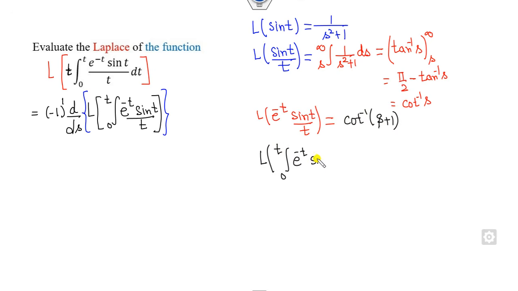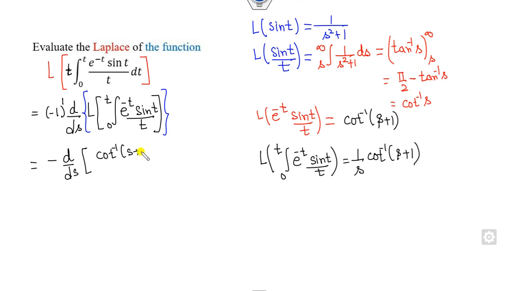What is the rule of the integration? It's 0 to t, so you have to divide by s. So 1 over s cot inverse of s plus 1. So I got this number. It's minus d by ds of cot inverse of s plus 1 over s. Now you can take the first derivative.